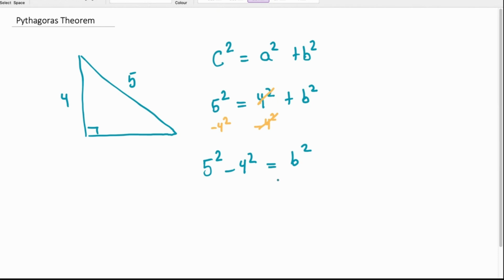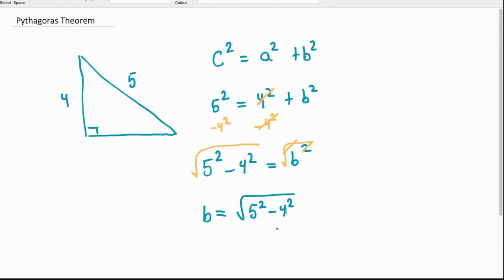To get rid of a squared, we need to do the opposite, and the opposite of a square is to square root. So we're going to square root B squared and square root this entire thing over here on the left hand side. That way, the square root and the squared will cancel out, leaving me with, and let's just kind of rearrange it so we've got the unknown on the left hand side. So we'll put in B is equal to the square root of 5 squared minus 4 squared, like that.